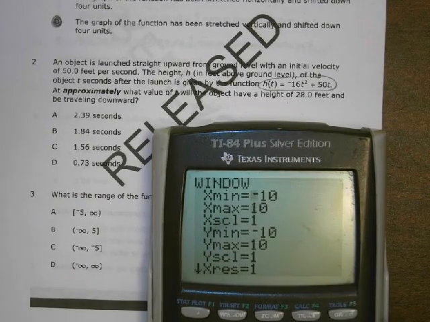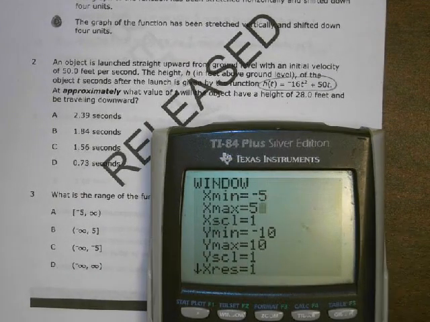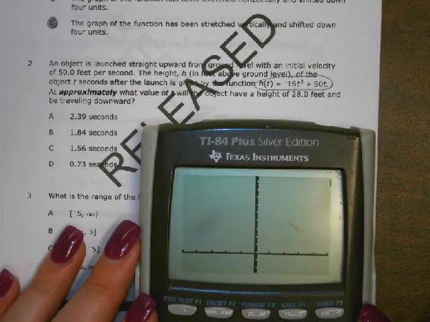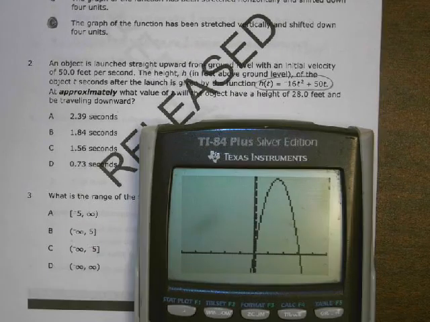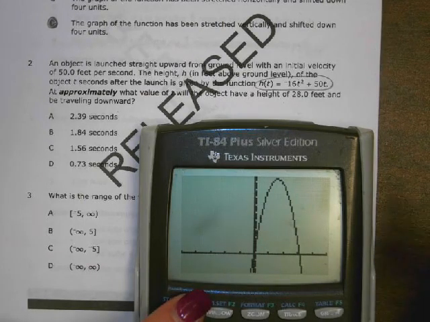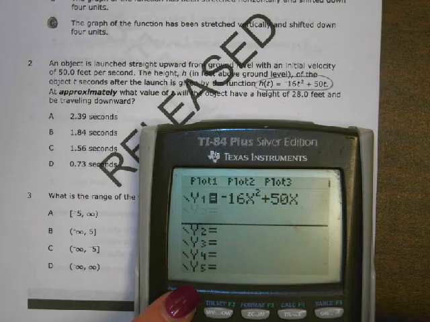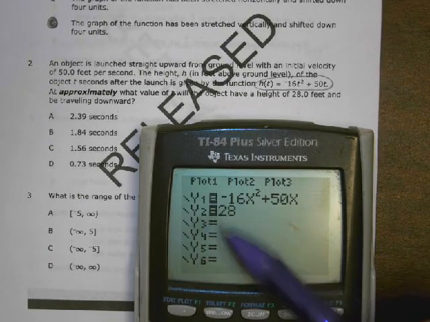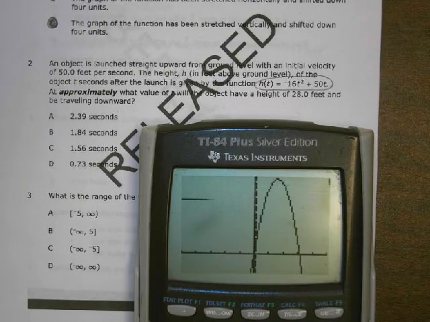So I'm going to change my x's to maybe be -5 to 5, and then I'm going to make my y's go up to at least 40. The reason I'm doing that is so that I can see everything on my screen. Now if I want to see where on the graph we have a height of 28, again, the x value is time, the y value is height. So I'm going to say height of 28.